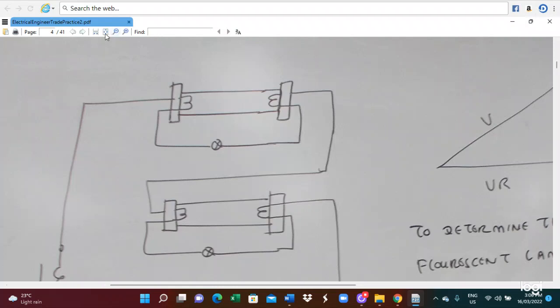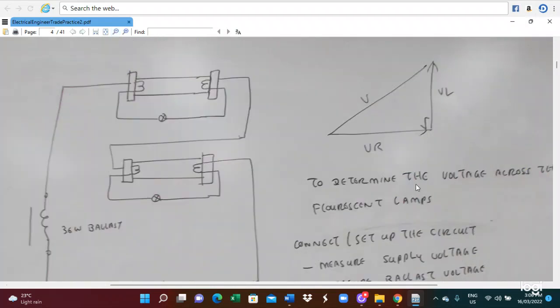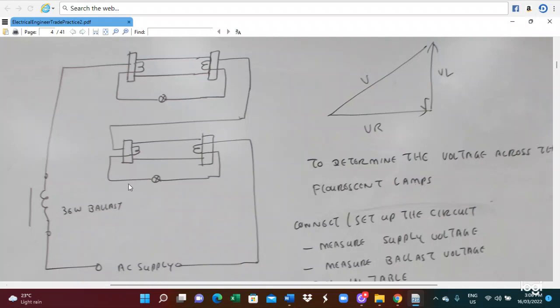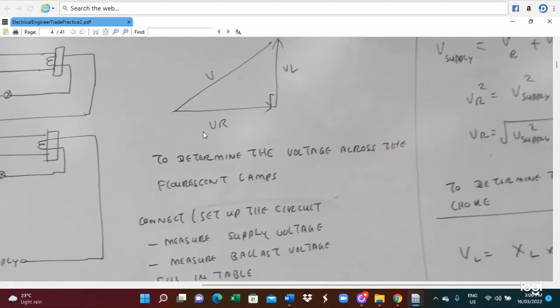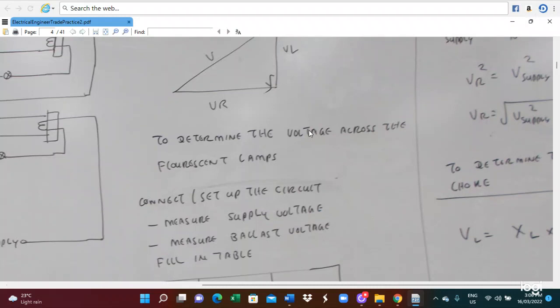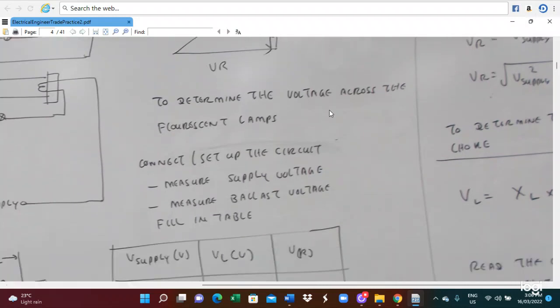And then here we are talking about the fluorescent lamp connection circuit. There will be a fluorescent light supplied by the supply, with the fluorescent light starter and ballast connected. When the fluorescent lamp takes the electrical current, there will be two voltages. VR is the resistance voltage, VL is the inductor voltage, and V is the supply voltage. So we have to find out the total voltage across the fluorescent lamp.